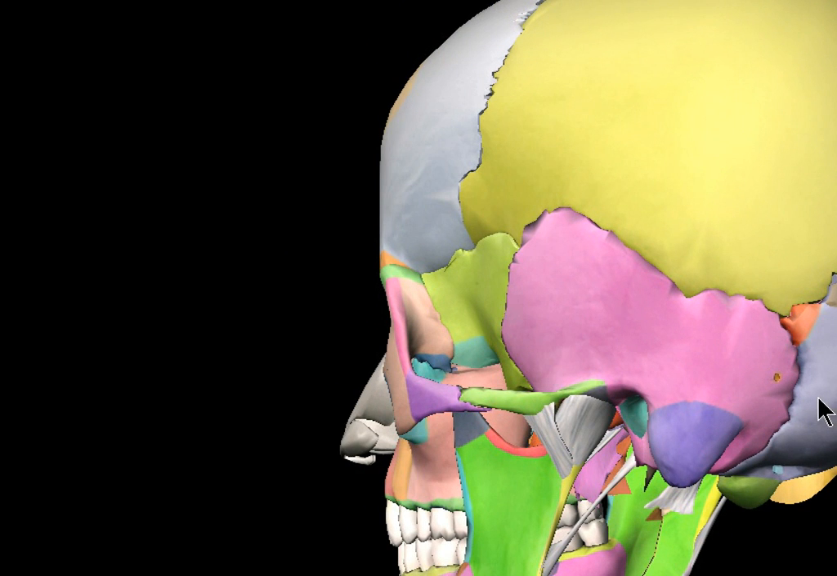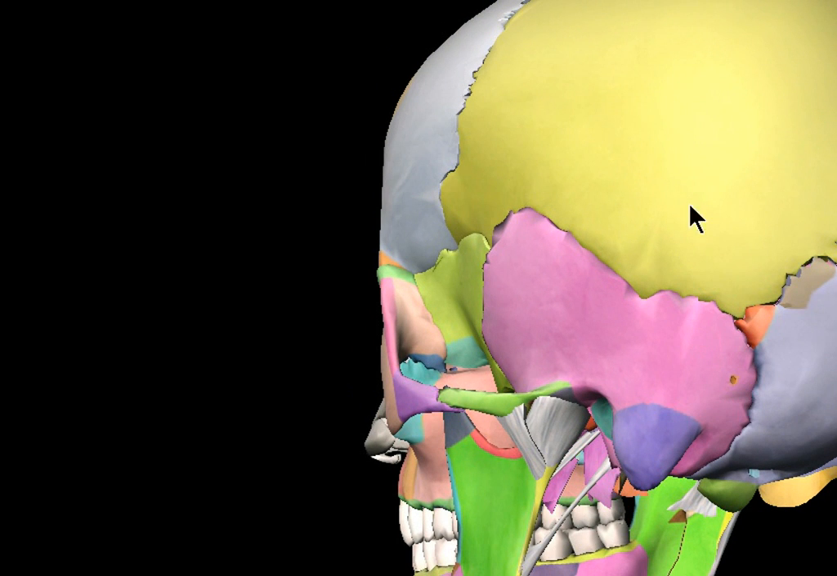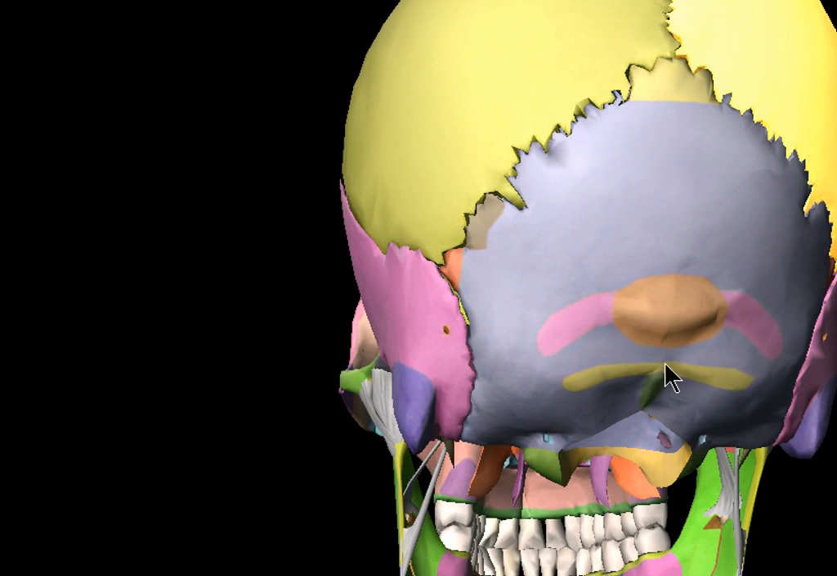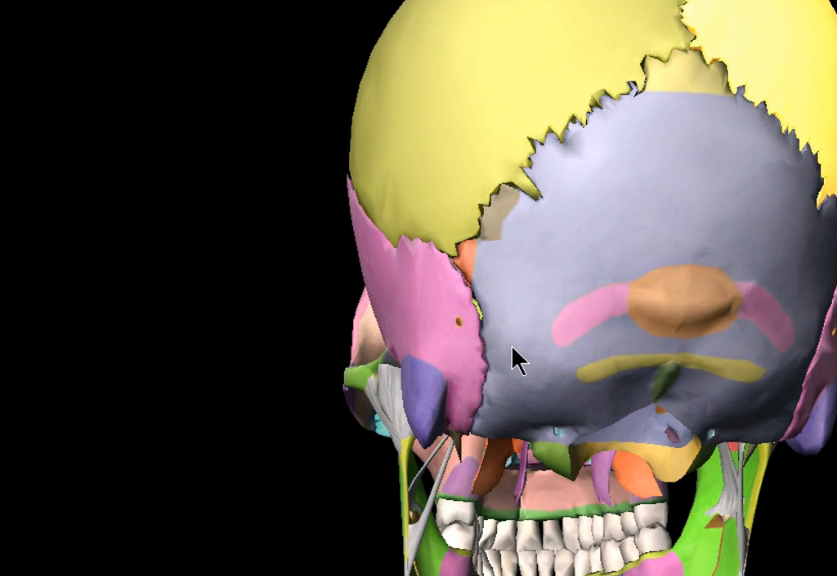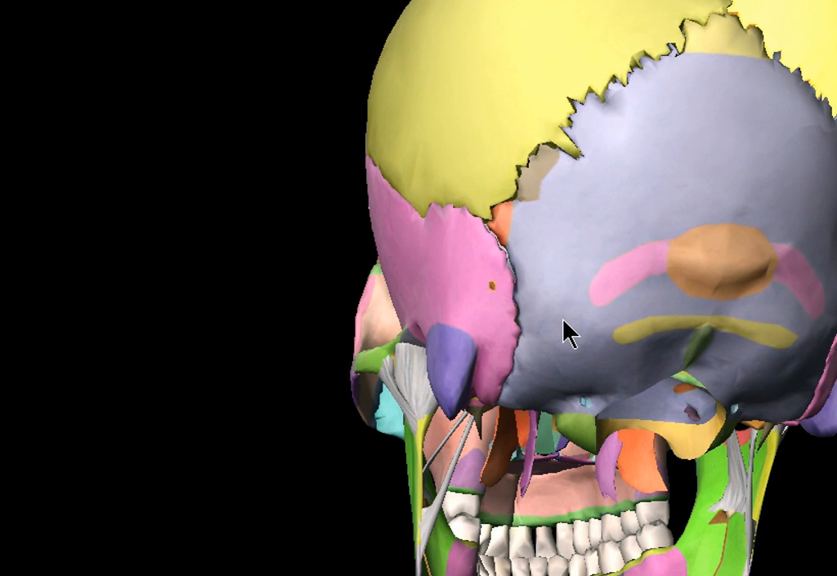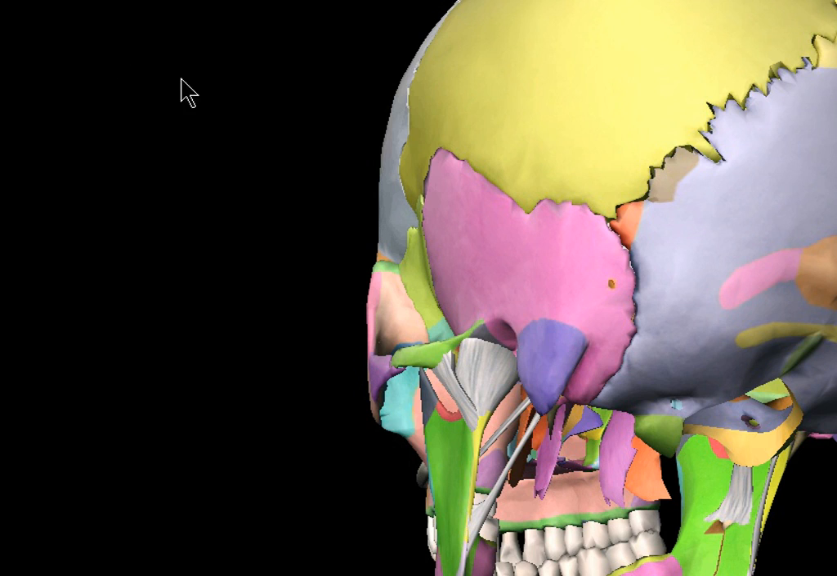To know that suture, we have to understand this bone. This is the temporal bone. This temporal bone articulates with the parietal bone superiorly and the occipital bone posteriorly. The suture between this temporal bone and the occipital bone is present just posterior to one of the processes of the temporal bone, which is known as the mastoid process. That's why the suture is given the name occipitomastoid suture.